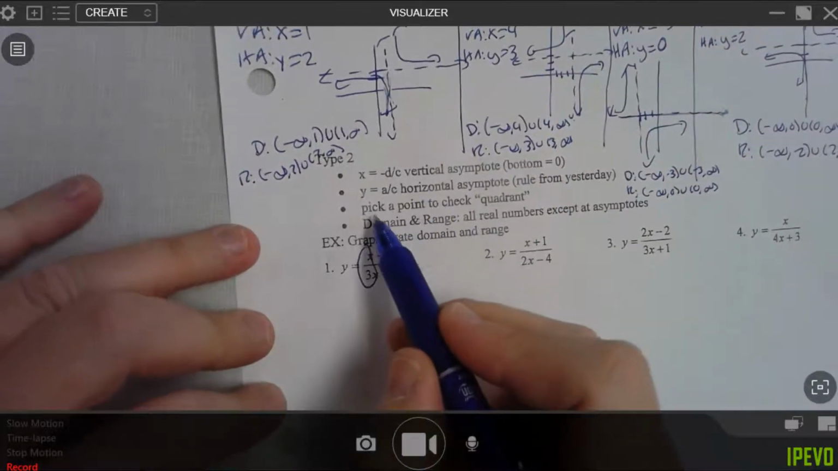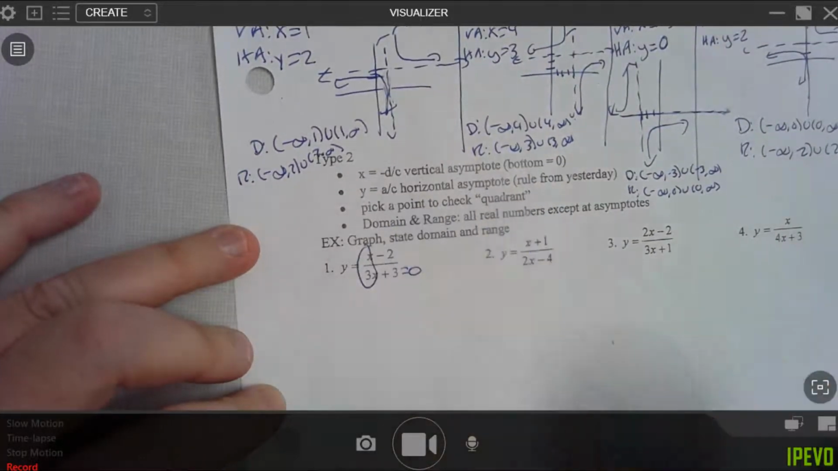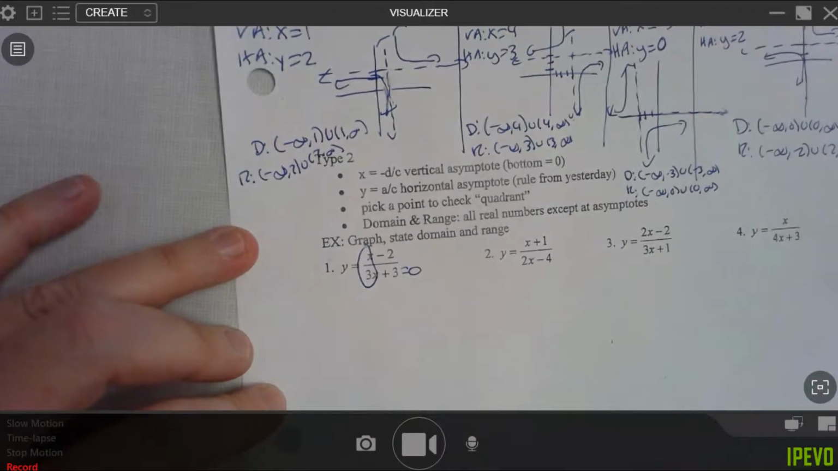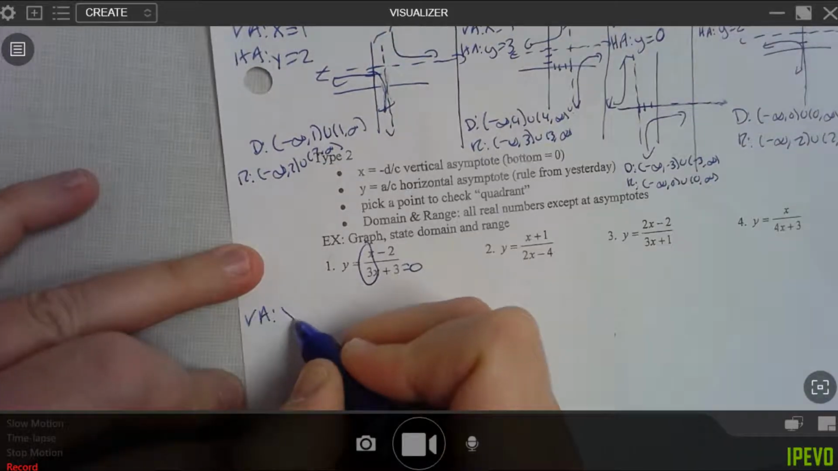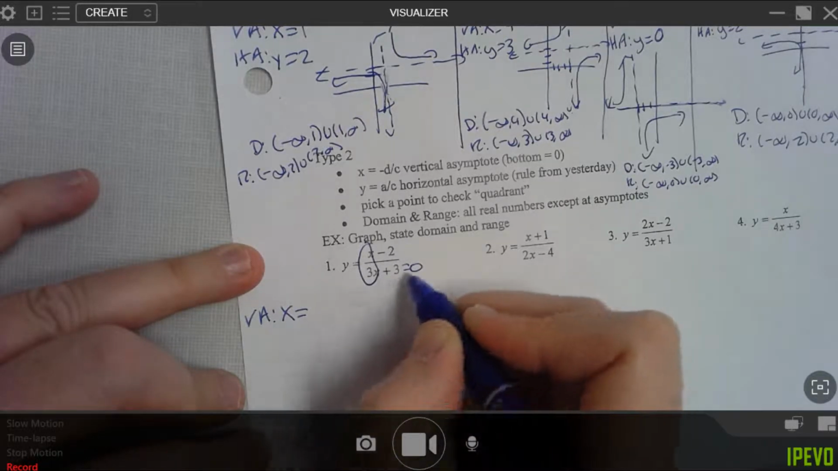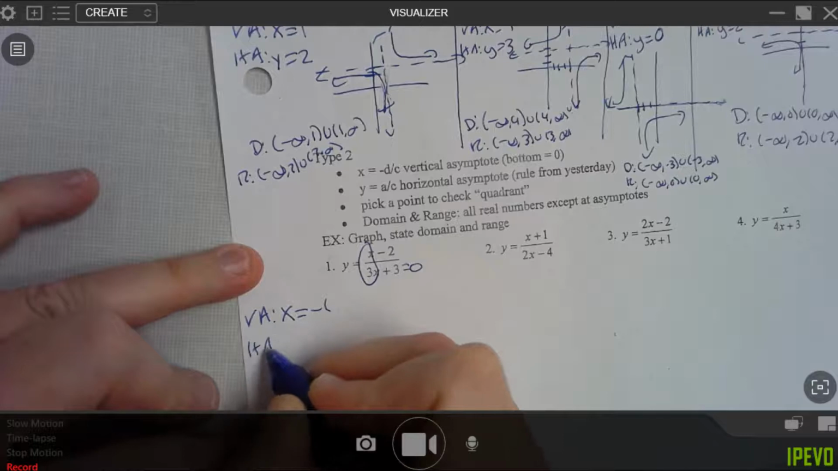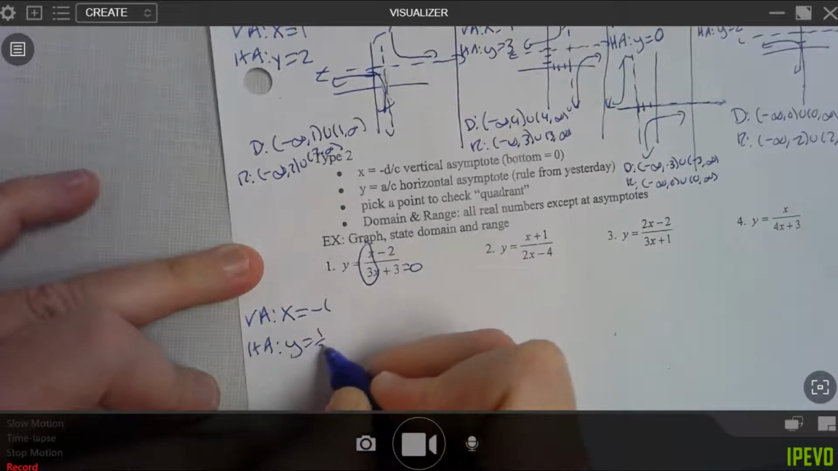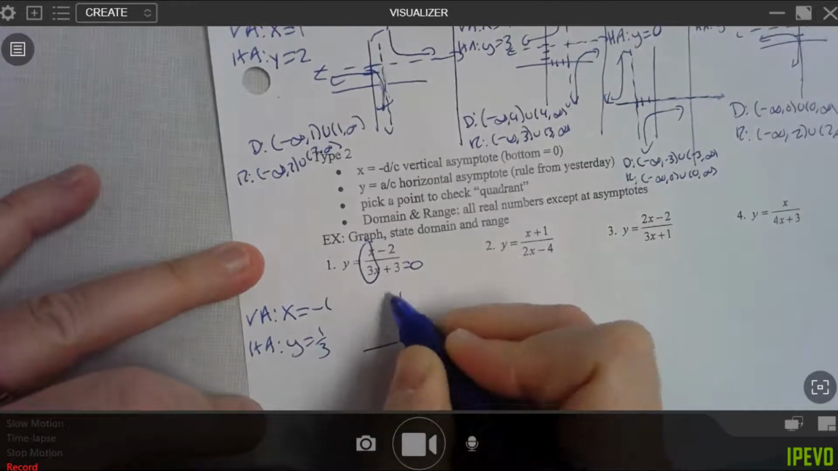And then to figure out what quadrant, we're going to pick a point. For right now, I'm going to teach you how to find the x and y intercepts. And then once you have those, you won't need to pick a point. But for now, we're just going to pick a point. So we're going to say the bottom equals 0 at -1. Horizontal becomes 1/3.